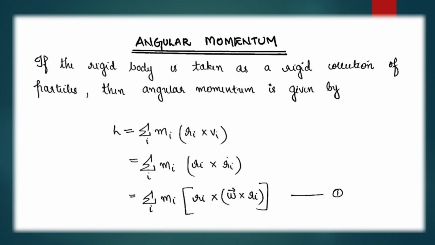If the rigid body is taken as a rigid collection of particles, then angular momentum is given by L equals summation over i of mi into Ri cross Vi, where m is the mass of the body, R is a position vector, and V is the linear velocity of the body. Then summation over i of mi into Ri cross Vi is equal to summation over i of mi into Ri cross (omega cross Ri), where Vi is equal to omega cross Ri, which is equation number 1.